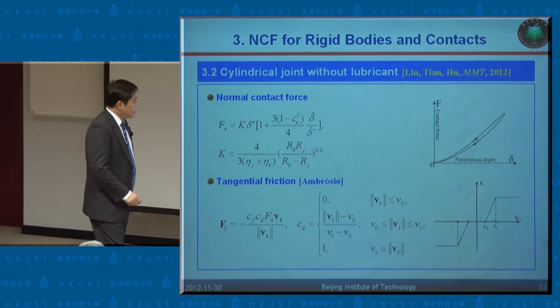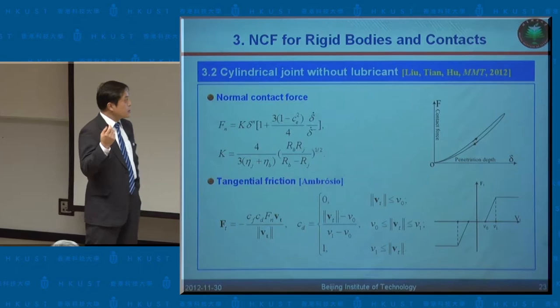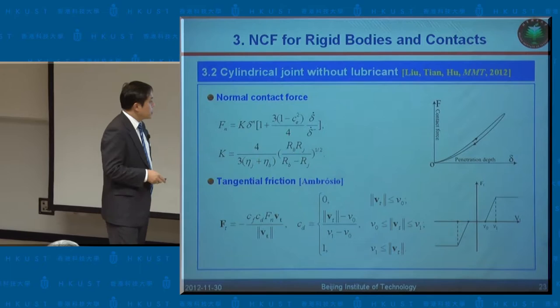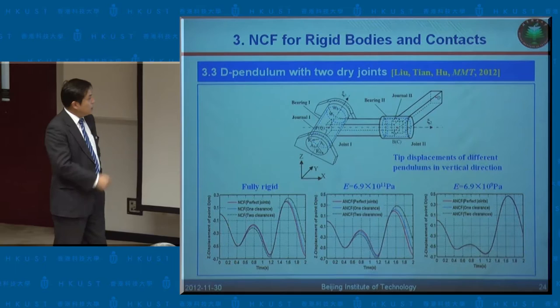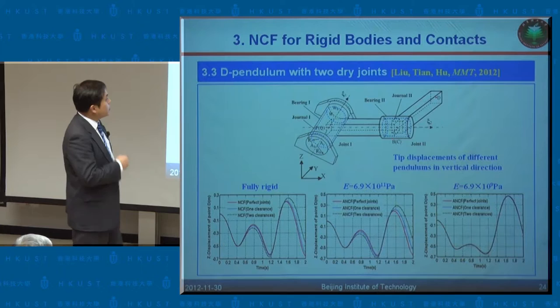As soon as you have the description of the contact, then you can establish the relation between the normal contact force and the contact distance, and also the tangential friction. And all those are quite traditional things, and I do not need to present them in detail. And here, I'm giving you a simple example of a double pendulum with 2 cylindrical joints. Each of them will have clearance.